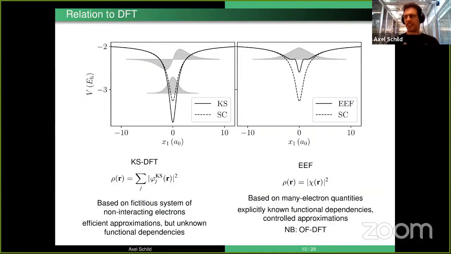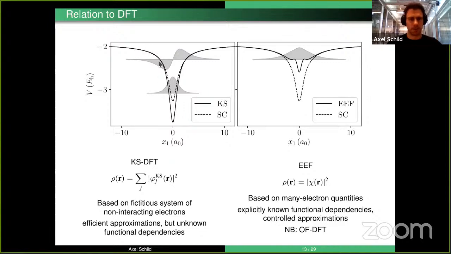Now, I promised you to tell you something about the relation to density functional theory. And here it is. It's just one slide. The difference is, it's now a static picture. In density functional theory, you have your one electron density, and you compute this as a sum over Kohn-Sham orbitals, the absolute square of Kohn-Sham orbitals, where these Kohn-Sham orbitals are different eigenfunctions of the Kohn-Sham potential.